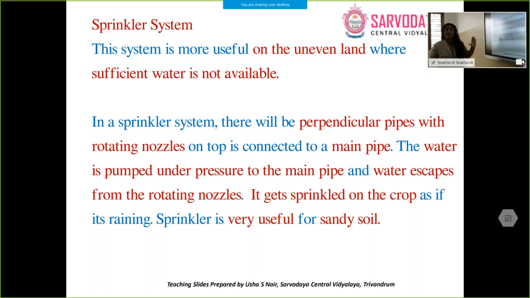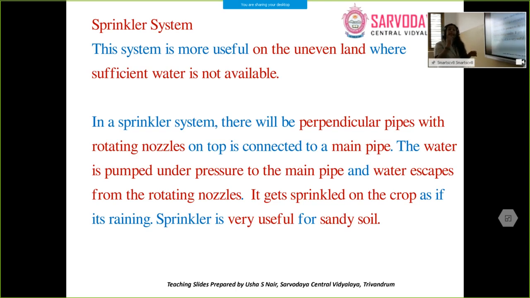Now the structure as such is given. Again, I'm saying you just have to go through what it is. In a sprinkler system there will be perpendicular pipes with rotating nozzles. Obviously, a pipe and a nozzle that will rotate when we pump water through it. It is very simple. You don't even have to memorize it. It is just a perpendicular pipe.